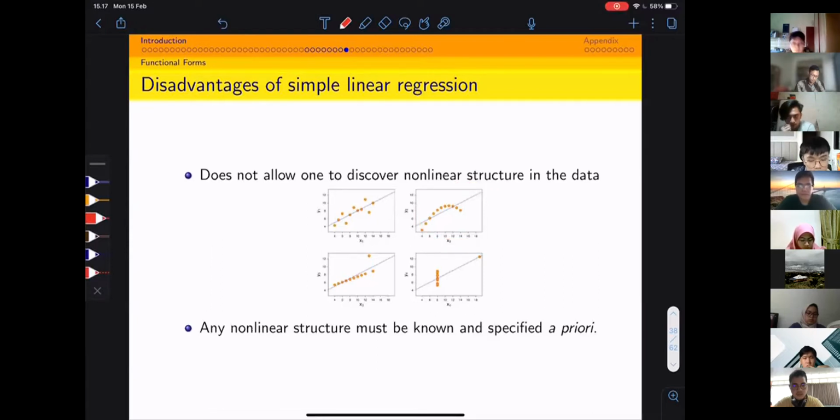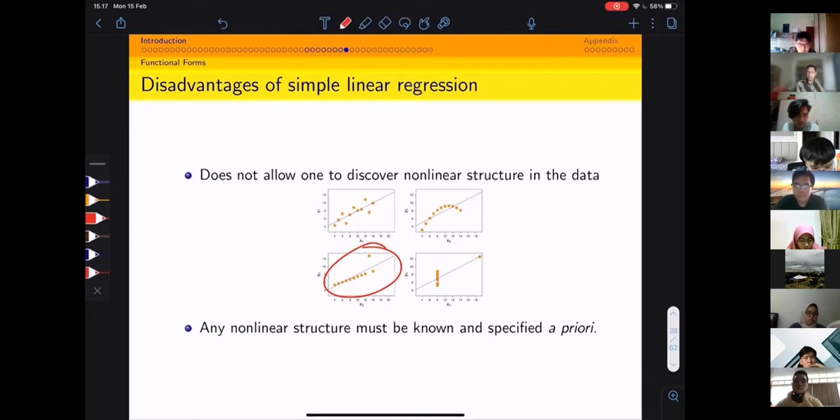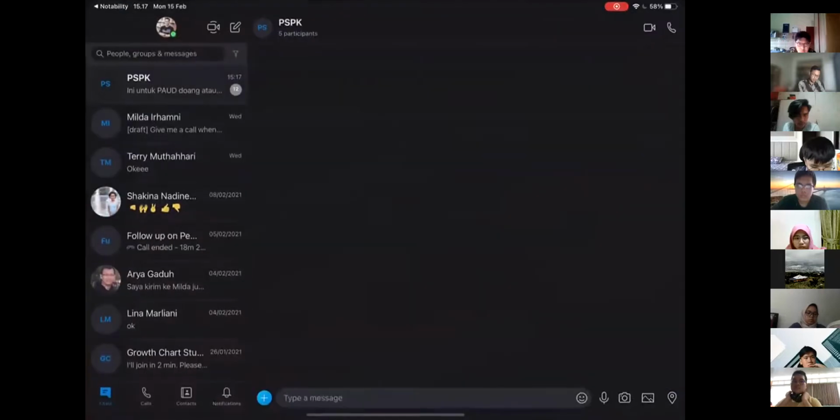regression. Another disadvantage is that suppose we have an outlier, or an observation that is not quite common here. Okay, so this is also going to be a shortcoming of simple linear regression.